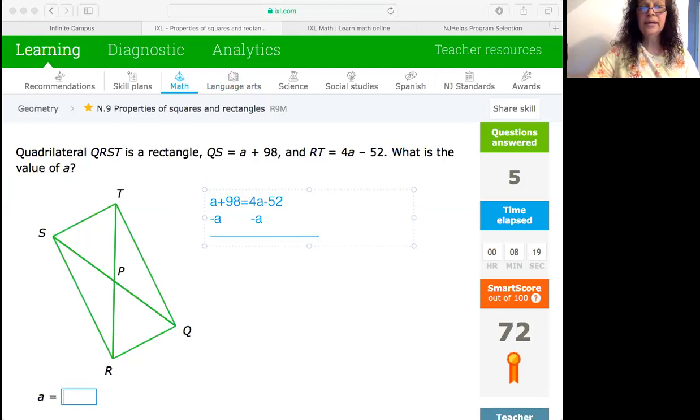So they cancel each other out, positive A, negative A. So you have 98 equals 4 minus 1, which is 3A, minus 52. Okay. Now, you can subtract 98 from both sides, but that will give you an extra step, or you can just go right ahead and add 52. You add it to one side, you have to add it to the other side. Okay.